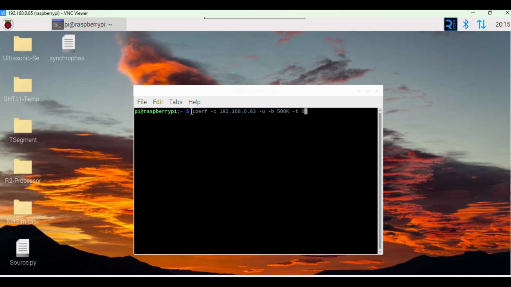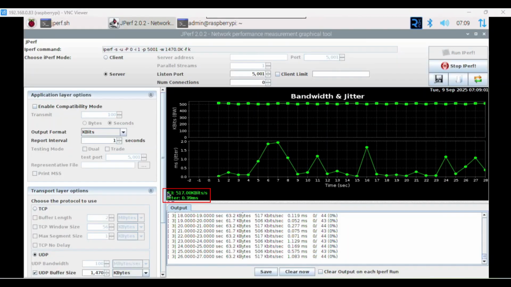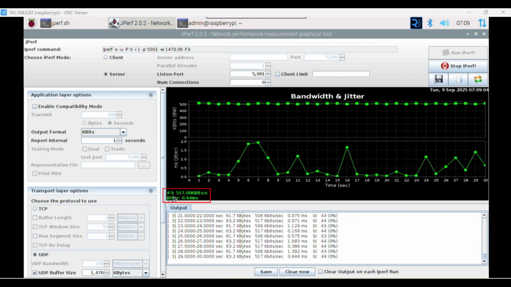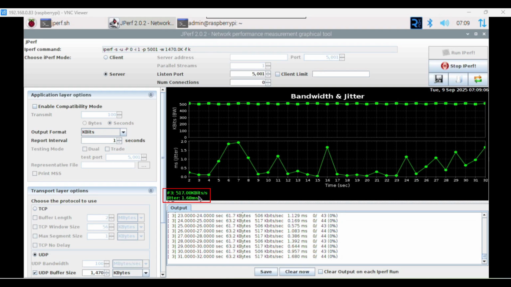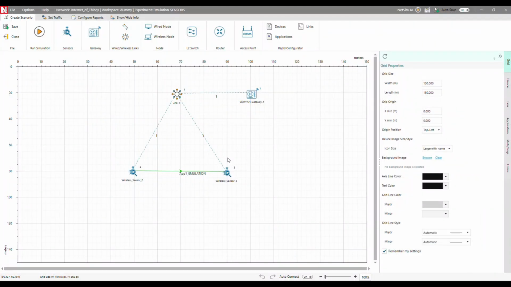Let us first look at a baseline test without NetSim. The source Raspberry Pi sends traffic at 500 kilobits per second using iperf. The destination Raspberry Pi receives 500 kilobits per second with no packet loss.